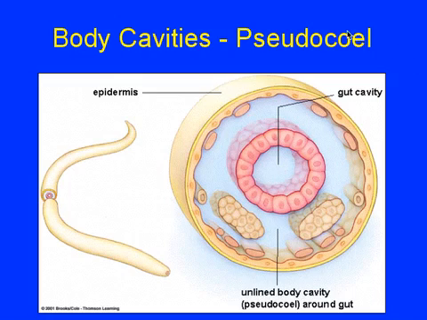Organisms that are pseudocoelomate, like roundworms, we'll talk about in the next unit, they have a body cavity. That's this space right here. So here's the digestive system, and here's the other organs. They have a body cavity.